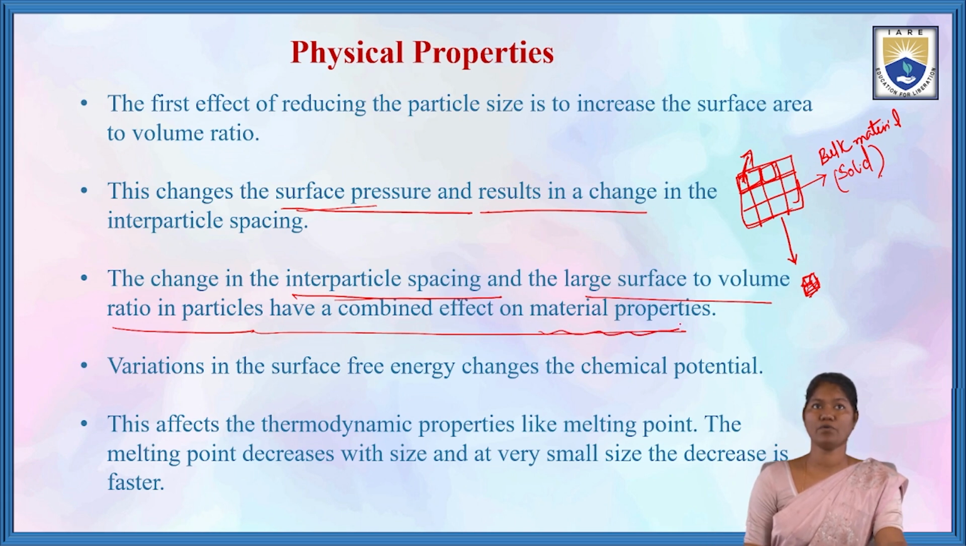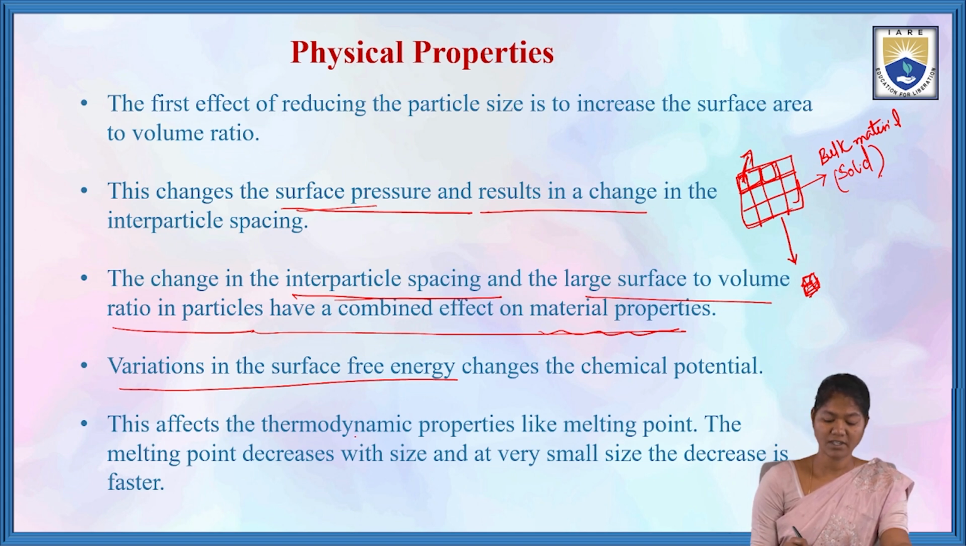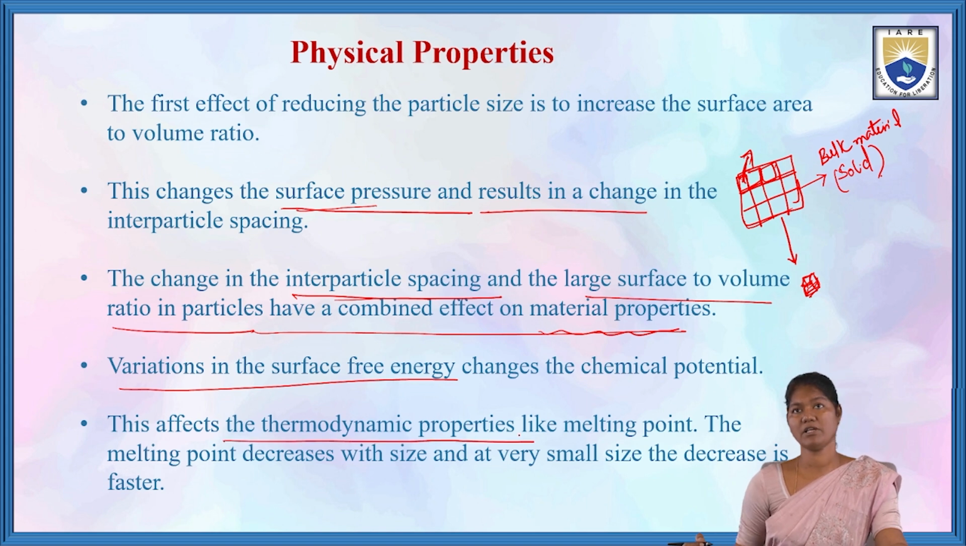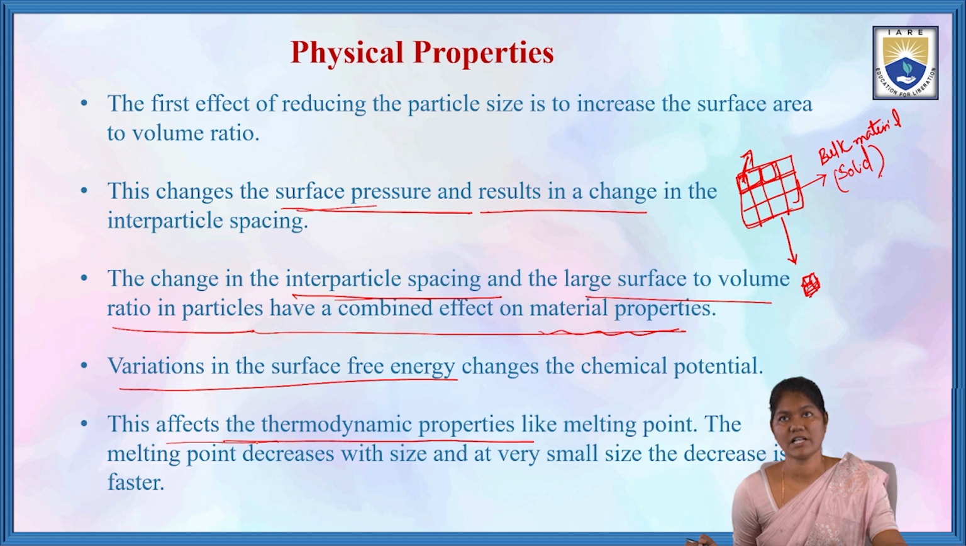Variations in the surface free energy change the chemical potential. So this affects the thermodynamic properties like melting point. In which way is it affecting? We can see a change in the melting point. So variation in the surface free energy changes the chemical potential, and this affects thermodynamic properties like the melting point.